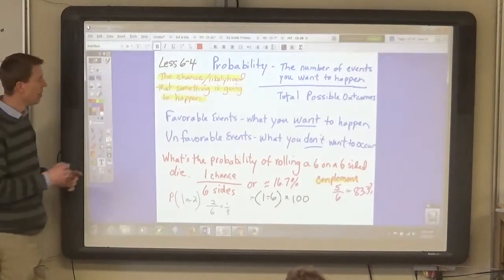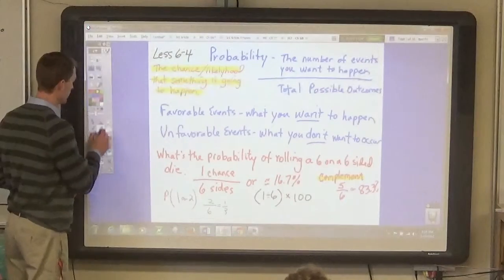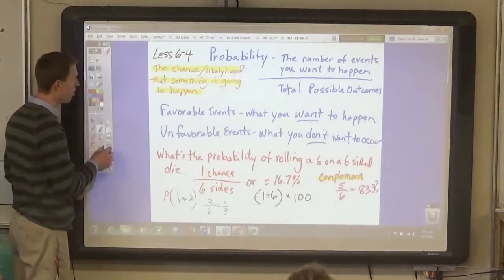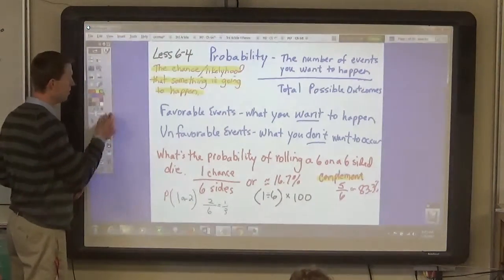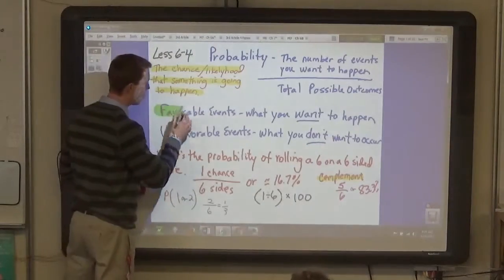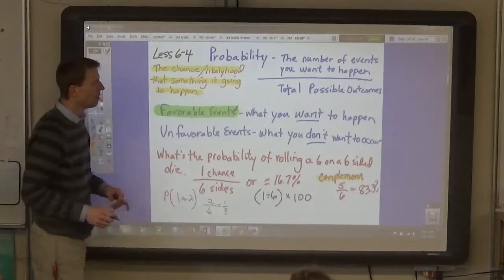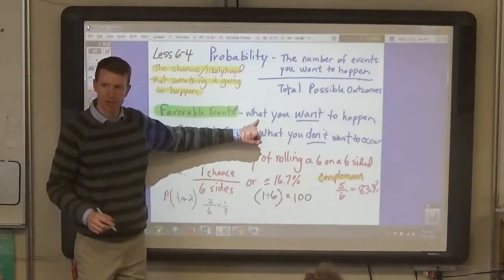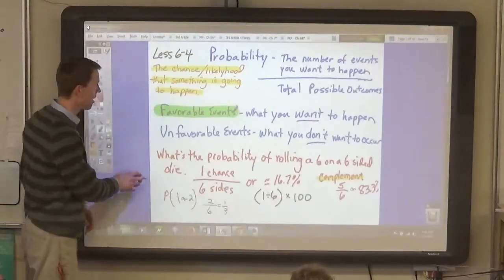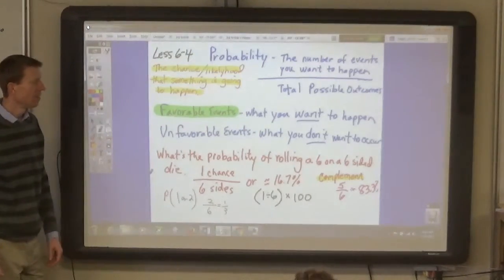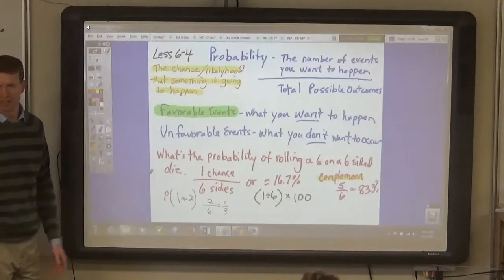There's another term that you need to know, and that is favorable and unfavorable. Favorable refers to something that you want to happen. Okay? The event you want to happen.